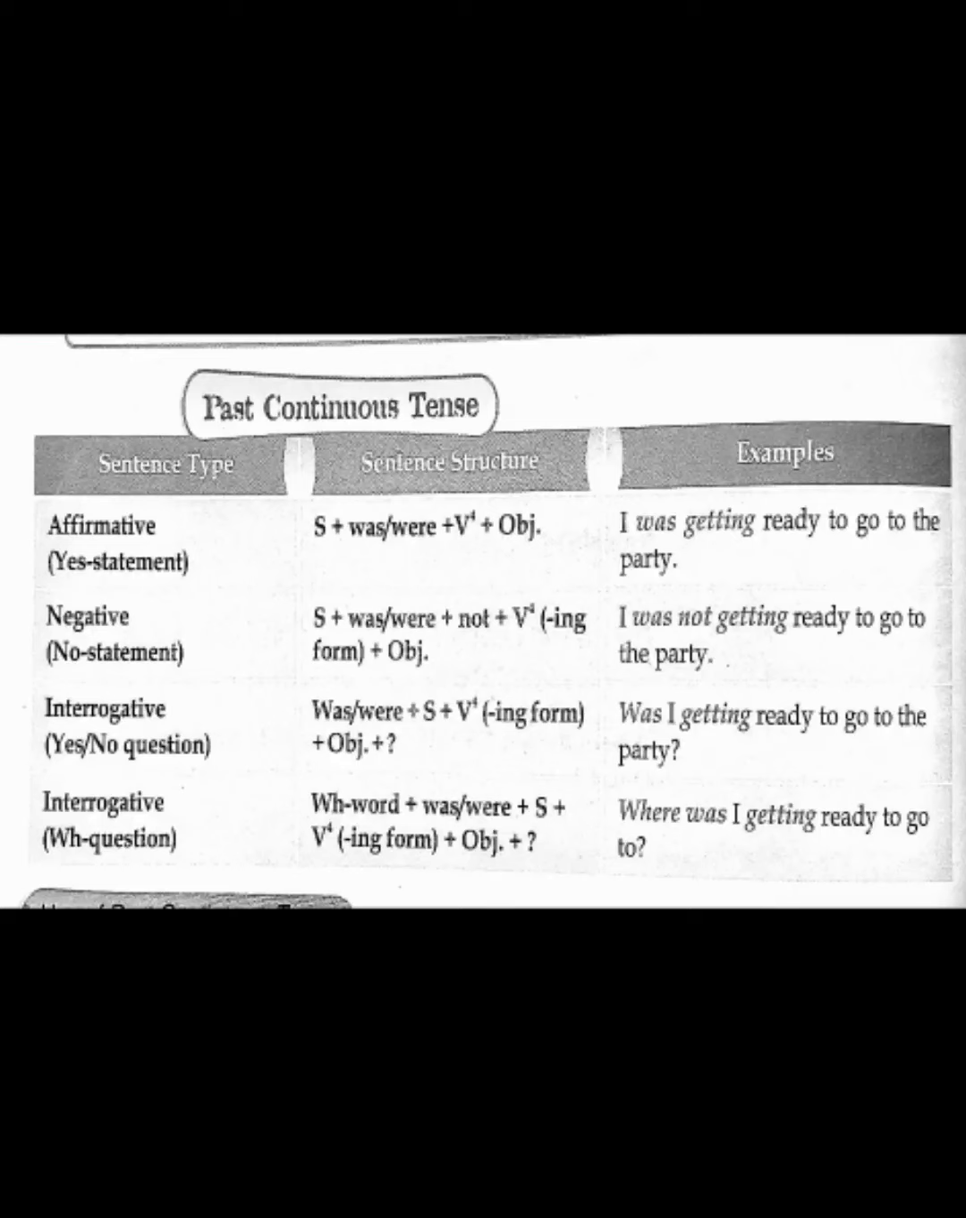WH word plus was/were plus subject plus verb fourth form plus object plus question mark. So an example can be: Where was I getting ready to go to? Question mark. Where was I getting ready to go to? So in this way I can frame my question using a WH word.